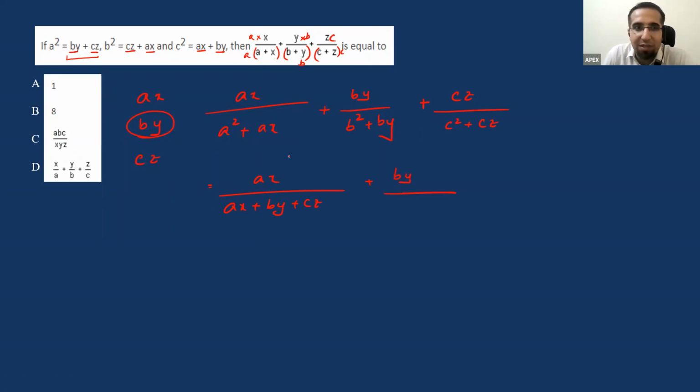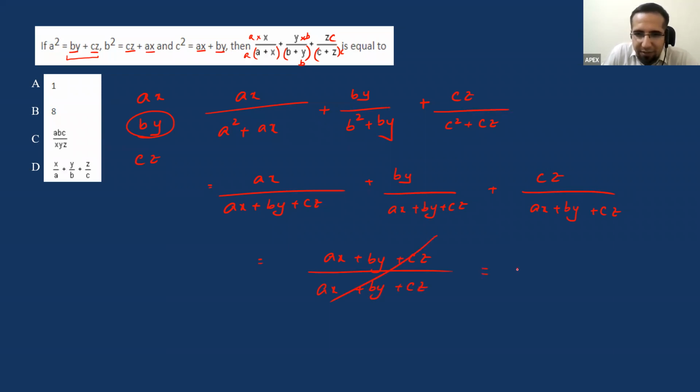Now what is b square? B square is cz plus ax. So that again becomes ax plus by plus cz. And if I replace c square here, again this becomes ax plus by plus cz. So eventually when we add all of them, we get ax plus by plus cz divided by ax plus by plus cz. So this both gets cancelled and the final answer here becomes 1. So option A becomes your answer.